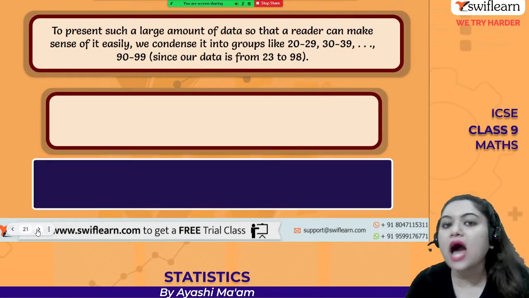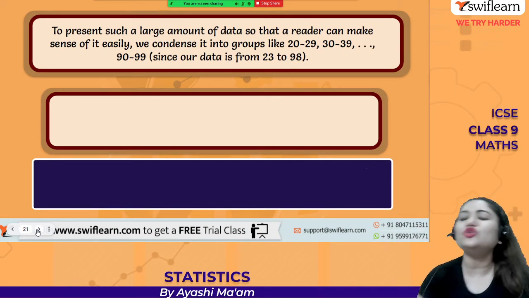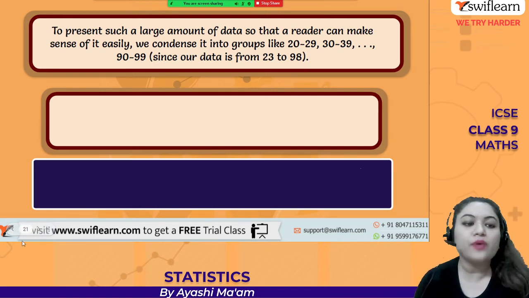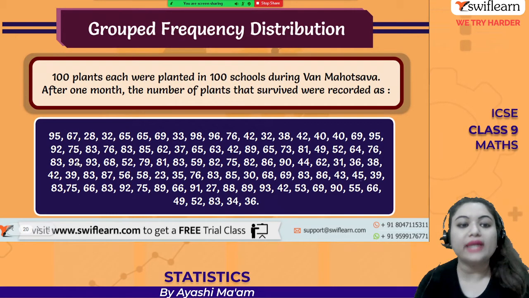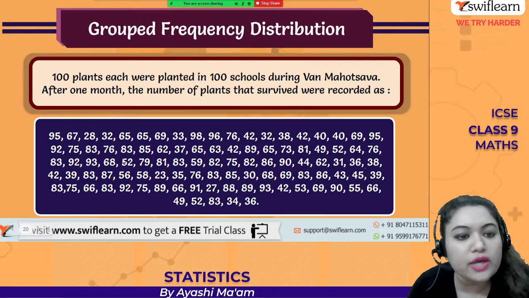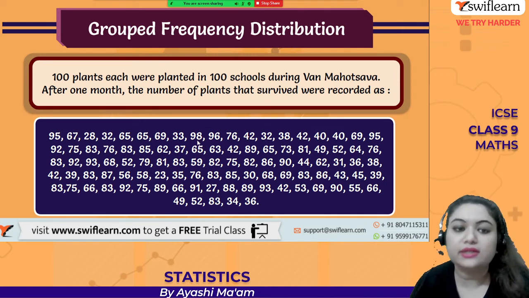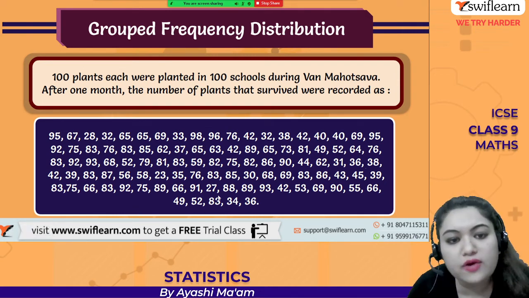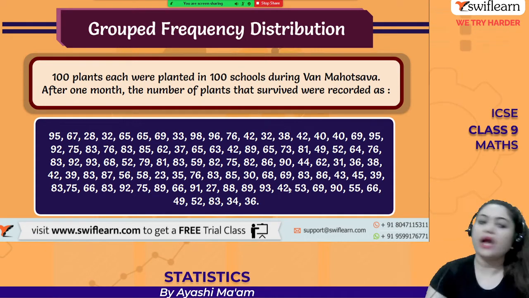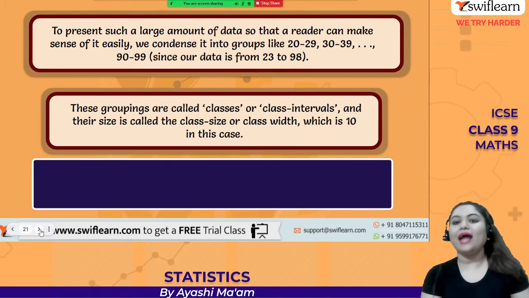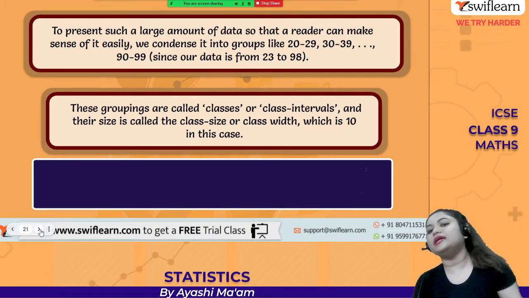To present such a large amount of data so that a reader can make sense of it easily, we condense it into groups. We will put it into groups: 20 to 29, 30 to 39, up to 90 to 99, right? Why are we doing this? Because our data starts from 23. The lowest one will be 23 and the highest number over here is 98. Here you have 98 and where is 23? You yourself find it out. So 23 and 98, that's why we are putting it into groups 20 to 29, 30 to 39, up to 90 to 99.